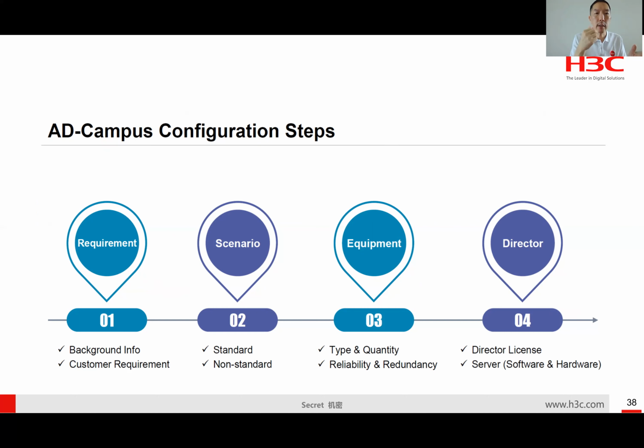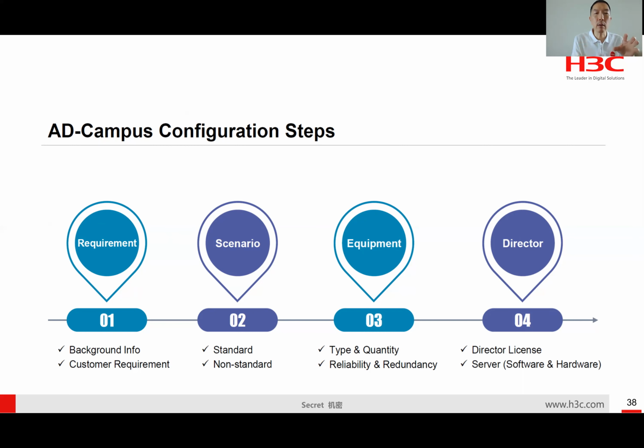So right now we try to get some requirements. Normally we have 4 steps. Requirement: we understand the scenario, and then we know what equipment we are going to propose, and also the Director license. These are the 4 steps by which we come up with a proposal to the customer. Background information and customer requirements are very important. Later on, I will tell you what we need to get.